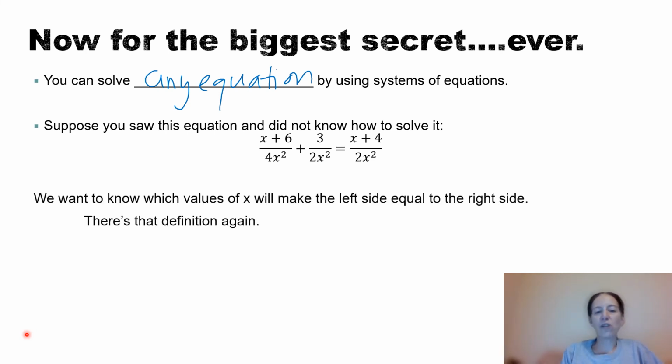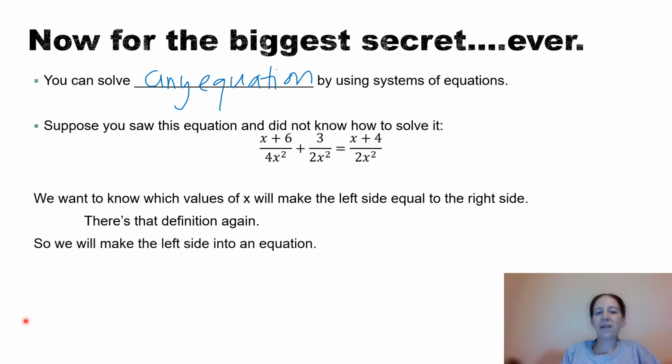We want to know which values of x will make the left side equal to the right side. Okay, there's that definition again, that definition of a solution. You are asked to solve something, and so this is what you're looking for. I want to know what's going to make this left side equal to the right side. That's what I'm looking for.